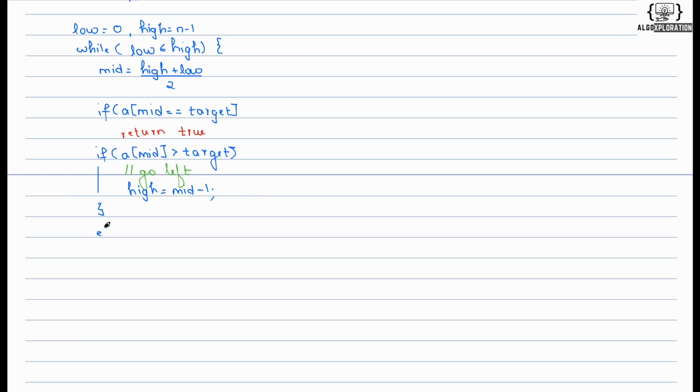And there will be an else case as well. In this we have to go on the right hand side. That means A of mid is lesser than target. So low would be mid plus 1. That's it. And if you found out that low is greater than high, then we simply need to return false. Okay, so this was the iterative approach.